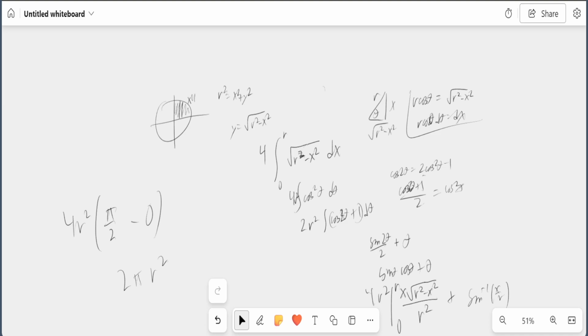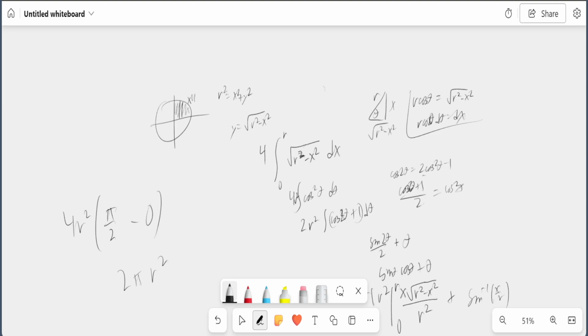Cosine squared, cosine 2 theta. Do I need to multiply by 4? Yes, I do. R squared minus x squared is r cosine theta. The inverse sine of negative 1 is negative pi over 2, not 0. Inverse sine of negative 1. It shouldn't be negative 1 because it's sine r over r, right? Wait. I see what you did.